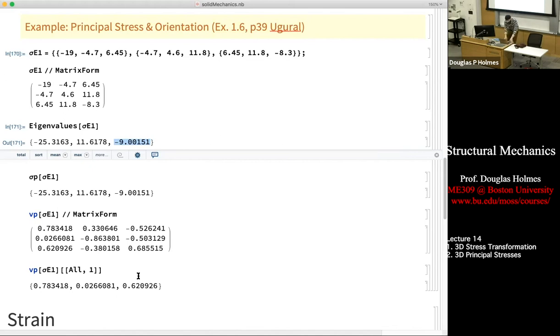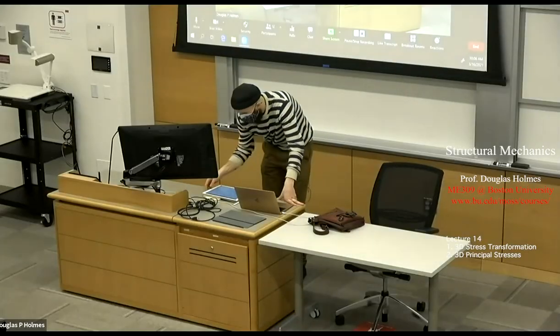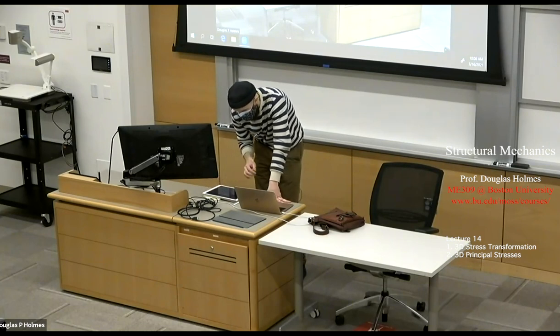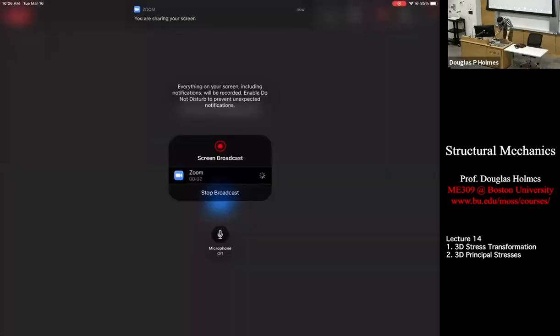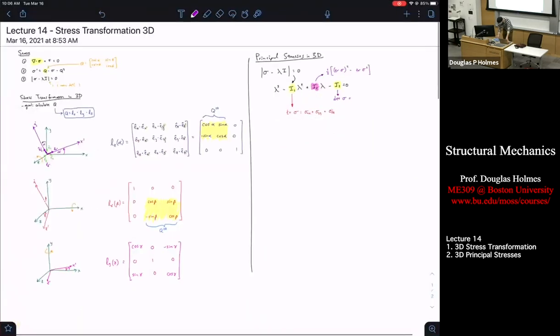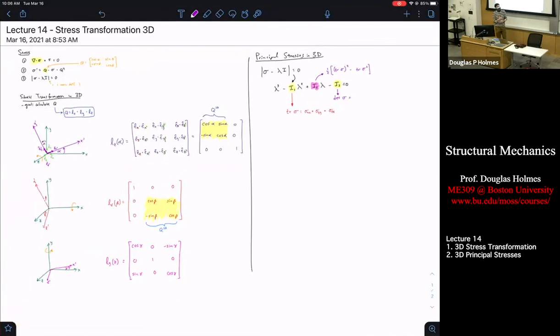I want to go back over here and remind you what I said at the beginning, which is that your object is in equilibrium if your stress is divergence free. And then you can transform between any stress configuration, any coordinate system you want to use to measure things, by just rotating your stress state. And this is the generic formula.